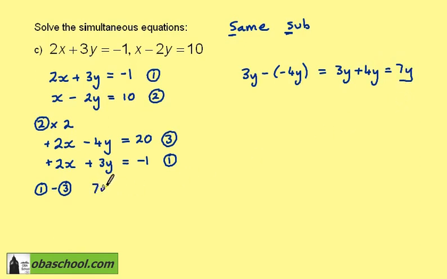So we have 7y is equal to minus 1 take 20, which is minus 21. So y is equal to minus 3.